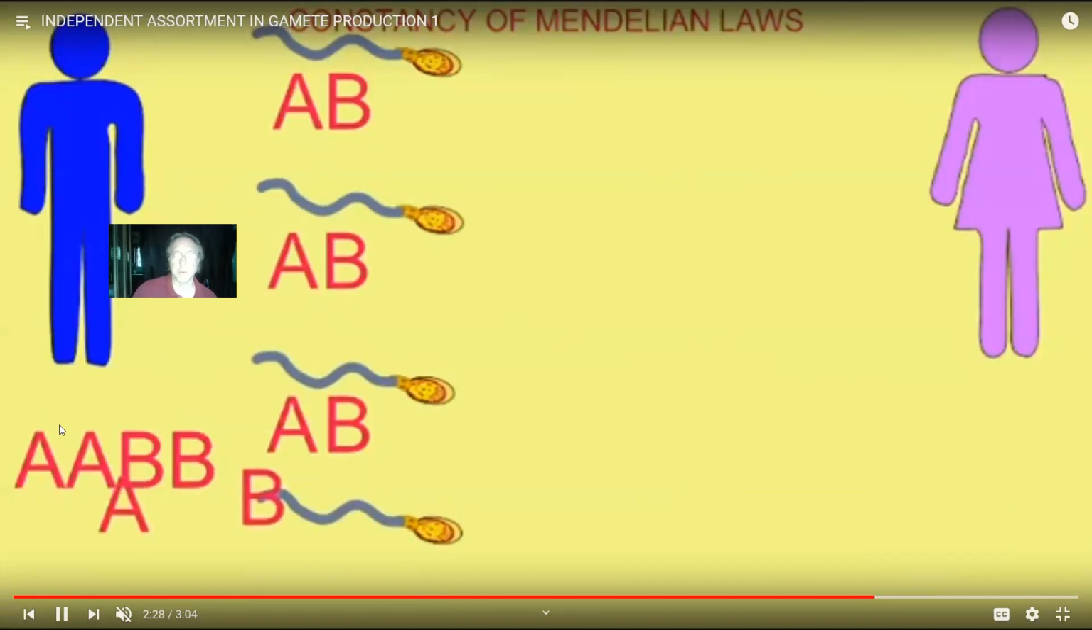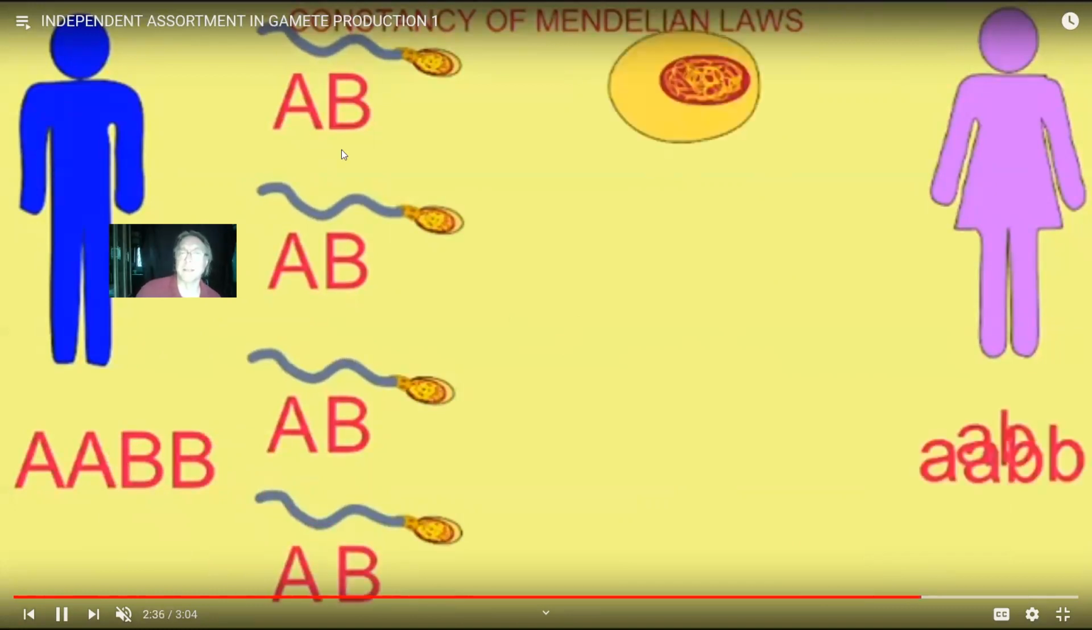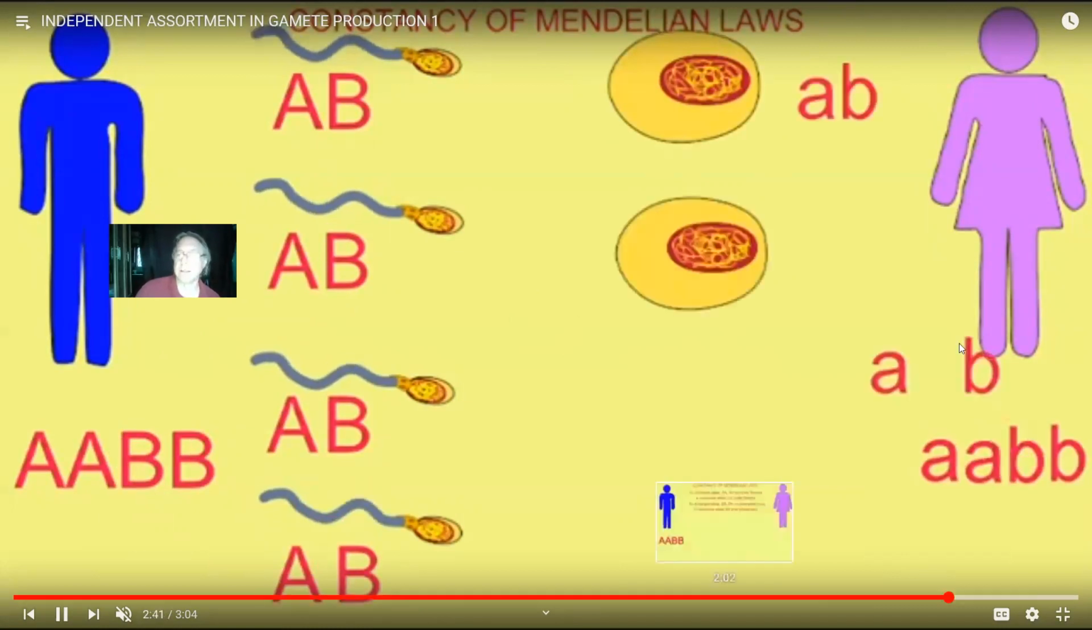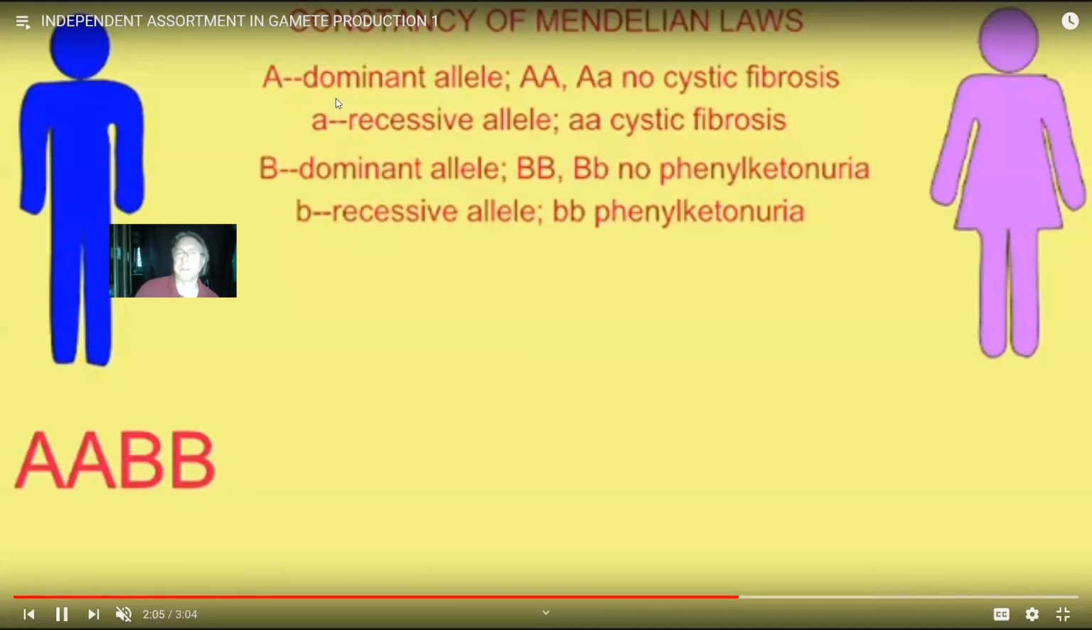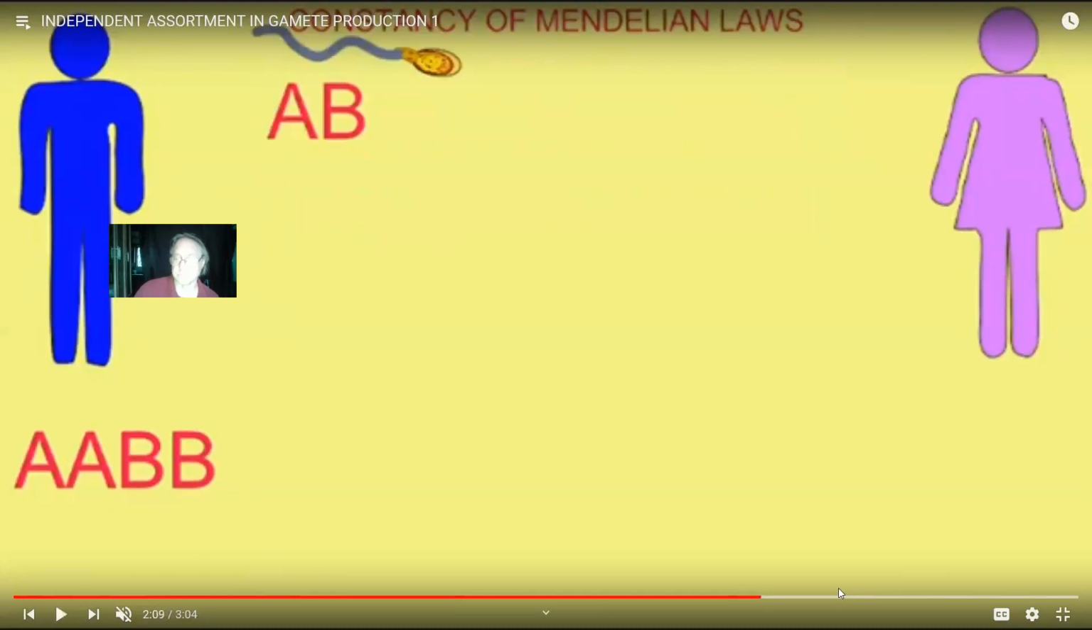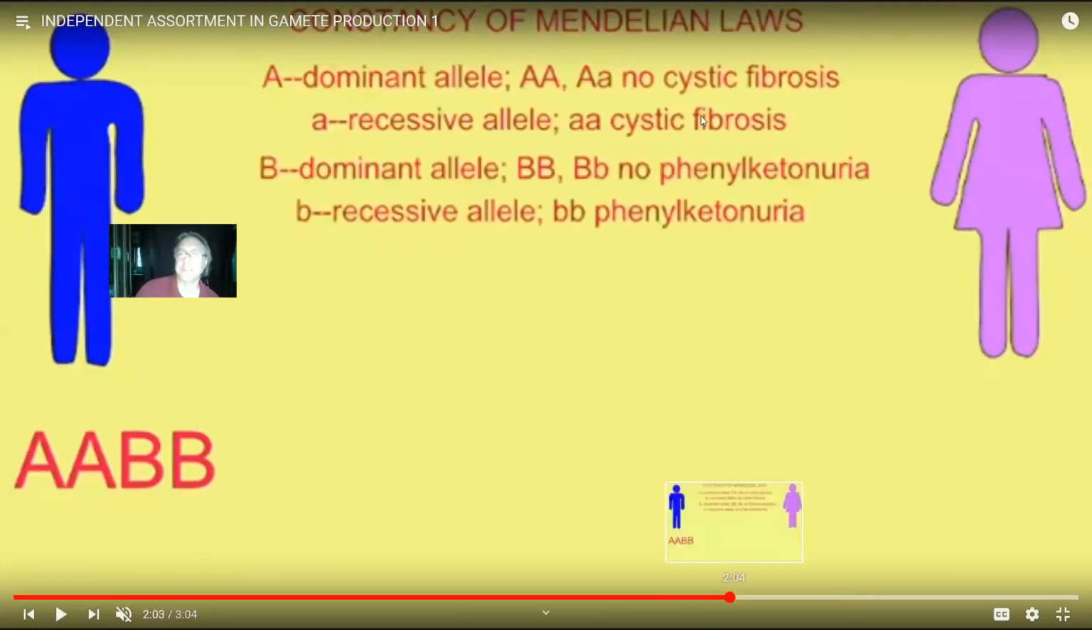where you have this individual who has two dominant alleles. He then has all of his sperm with a dominant allele for the first gene, a dominant allele for the second gene. She has recessive alleles. And once again, I'm giving different examples here. It doesn't have to be tongue rolling and earlobes. It could be cystic fibrosis and phenylketonuria. This would be the same.